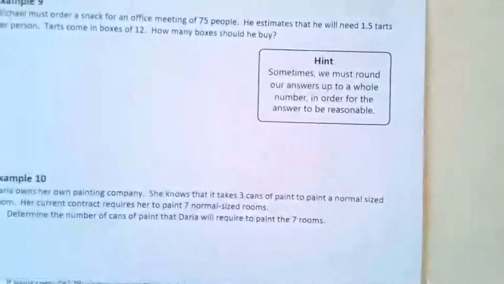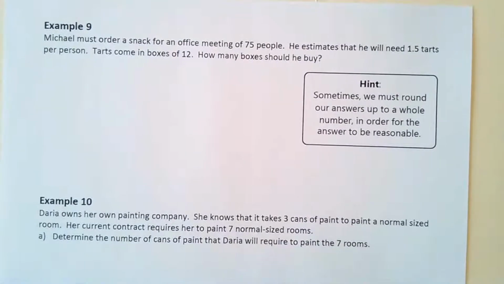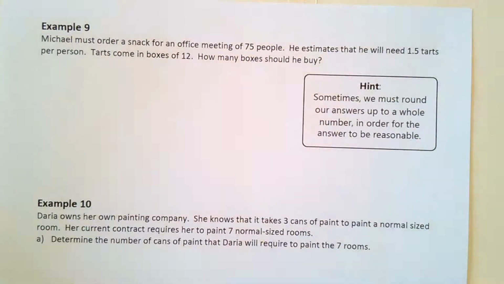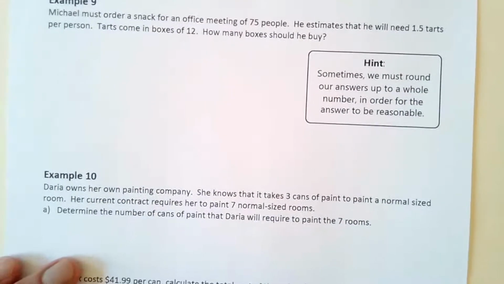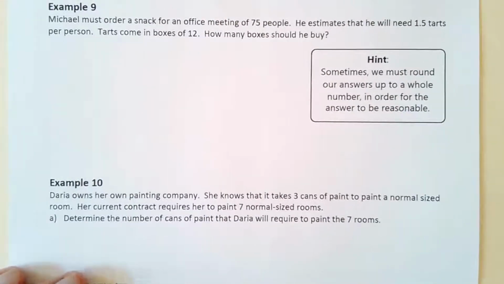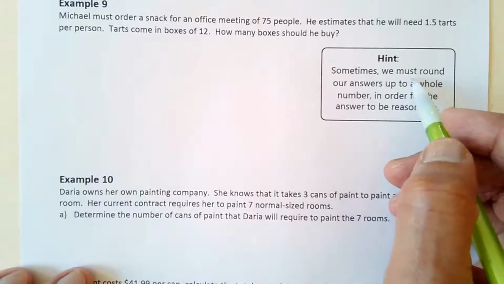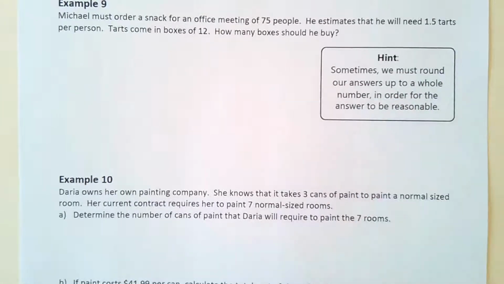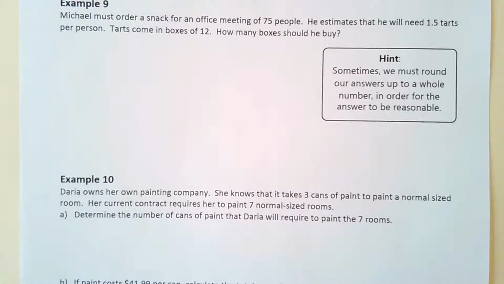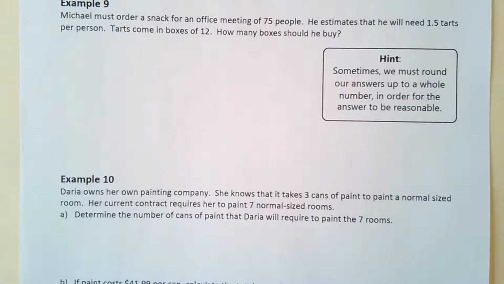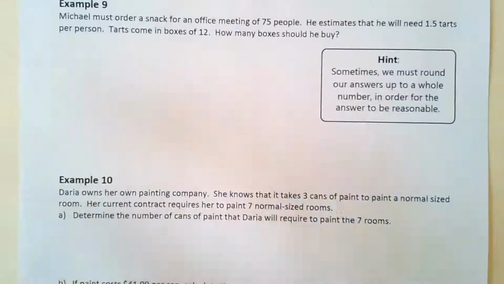Okay, let's go on to example 9. The one I almost skipped, but I'll return to it. As indicated here, sometimes we must round our answers up to a whole number in order for the answer to be reasonable. For example, people, you can't have a fraction of a person, or if you're buying something at the store like tarts, they wouldn't give you half of it. So we have to round up to a whole number.